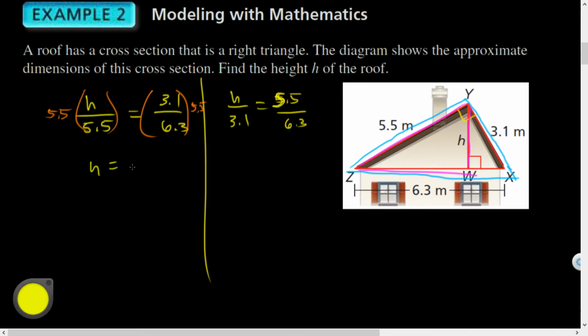I got the following for the height, 2.706. What is this measured in? Meters. Mm-hmm.